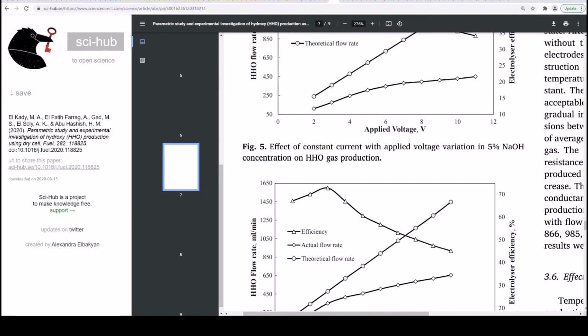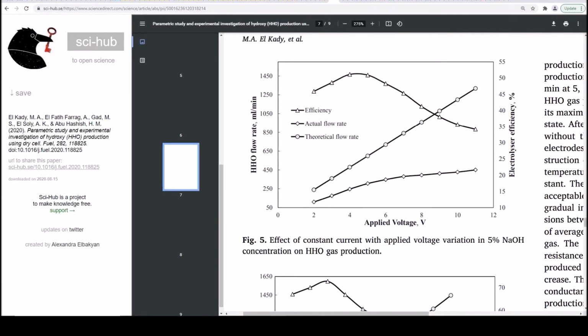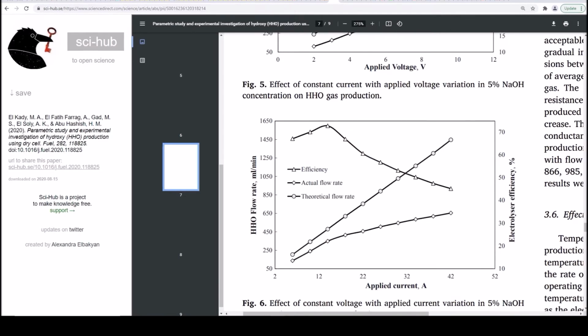And so if you take that, a current of 42, so that's 84 watts. And you have a gas output of about 650. So take 650 divided by 84 is 7.7 mmW. That's milliliters per minute per watt.